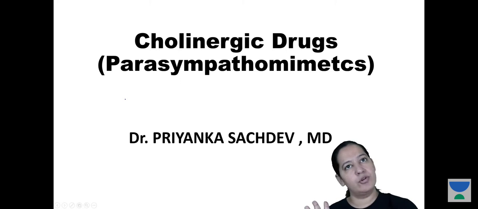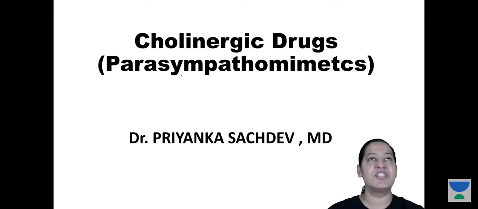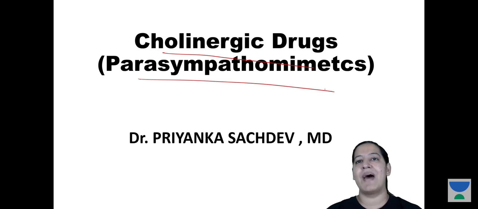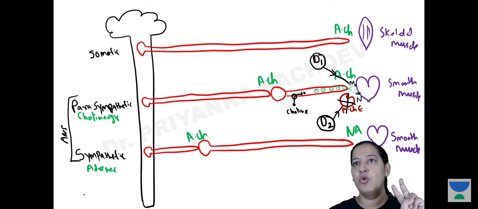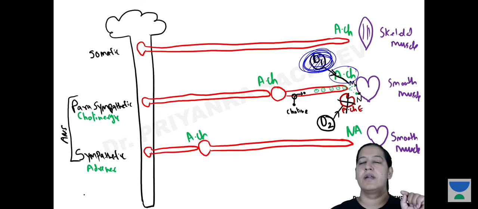Now let me move to the classification. Let me start the first chapter of classification, cholinergic drugs, or parasympathomimetic drugs. These are two types of drugs, drug 1 and drug 2. Drug 1 are the drugs which are structurally similar to acetylcholine.